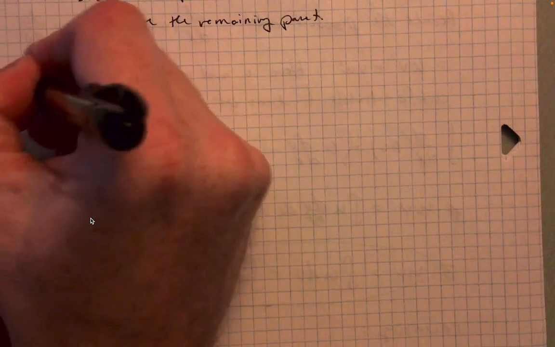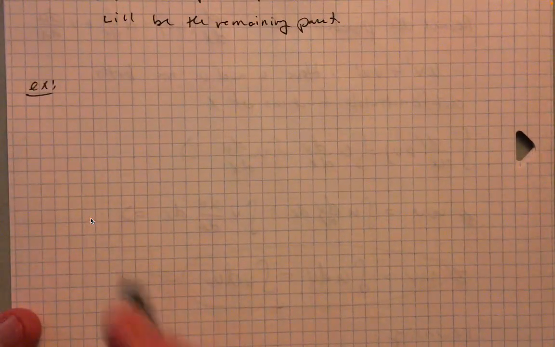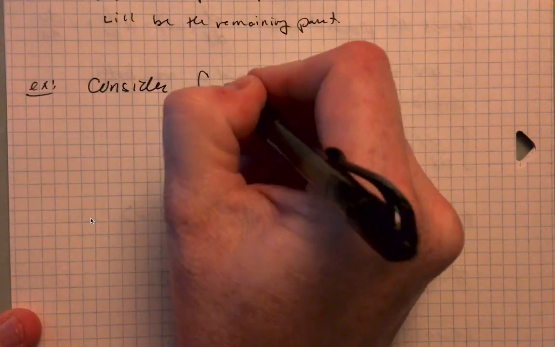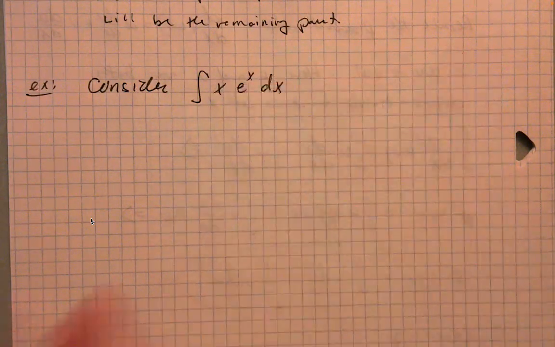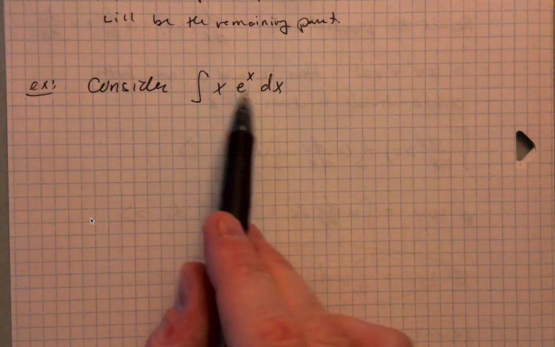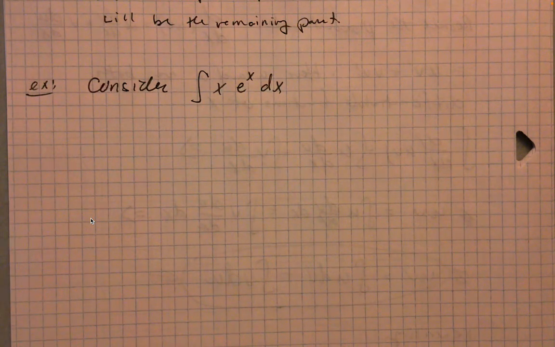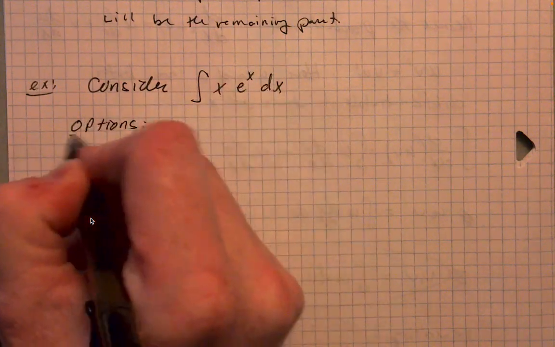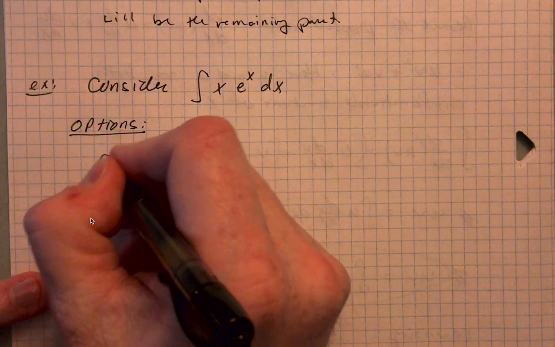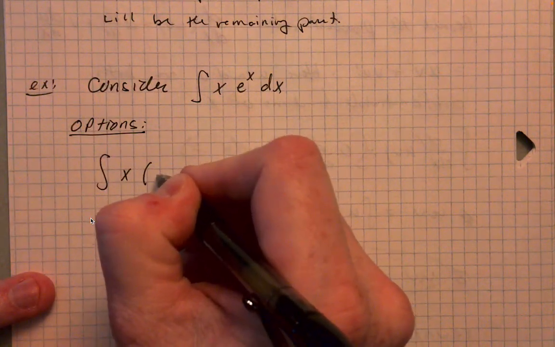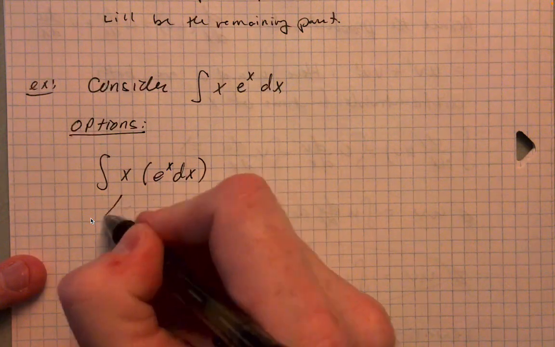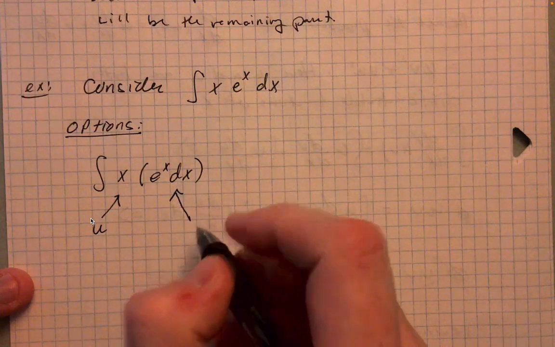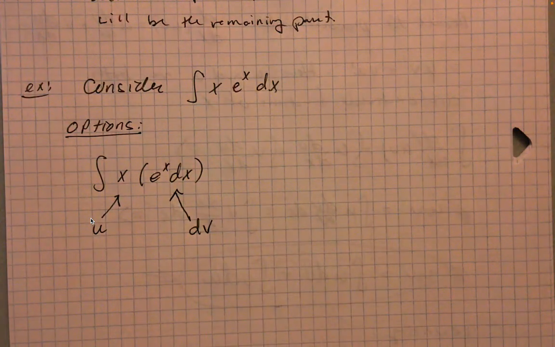Okay, so let's talk through an example. Let's consider this one. So consider the integral of x times e to the x dx. Okay, so a product of x and e to the x, so this is a good candidate for integration by parts. So here are the options. There are multiple options here for our choice of u and dv. So first of all, we could do this, where we've got x times e to the x dx, right? And we could say, let's let x be the u, and let's let e to the x dx be the dv. That's one option.